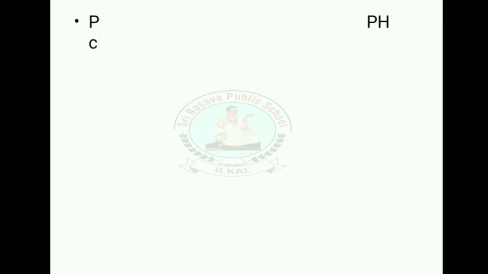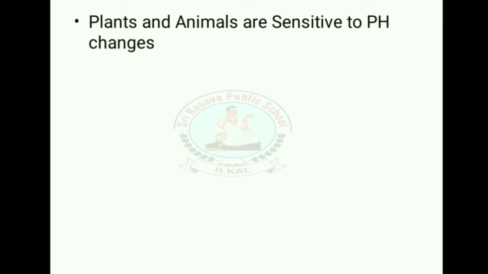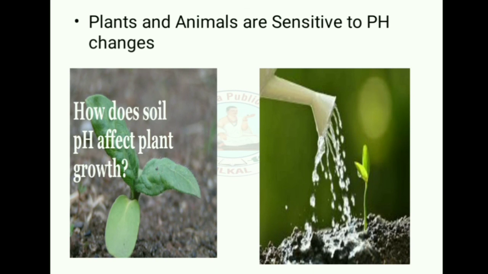And next, plants and animals are very sensitive to pH change. When the pH changes, a particular pH of the soil is needed for the growth of a particular plant, so pH plays a most important role in the proper growth of plants and animals. Today in agriculture we test the soil pH to know whether the soil is acidic or basic, and what nutrients are needed. That is also important for the proper growth of plants.